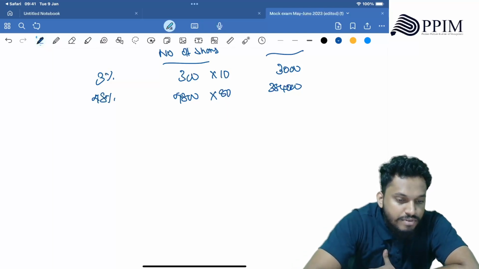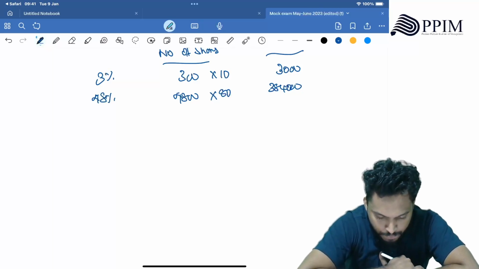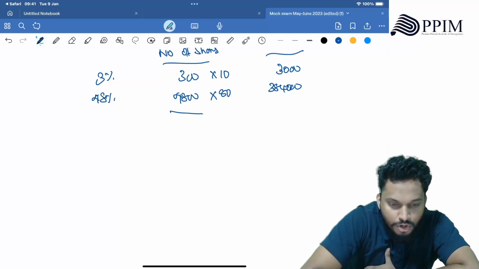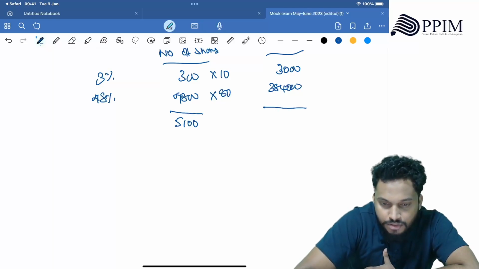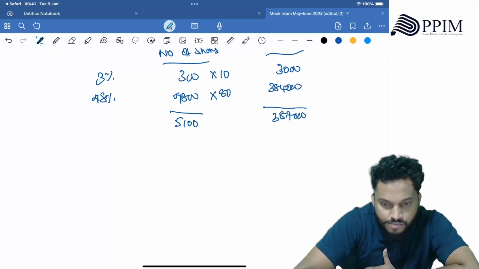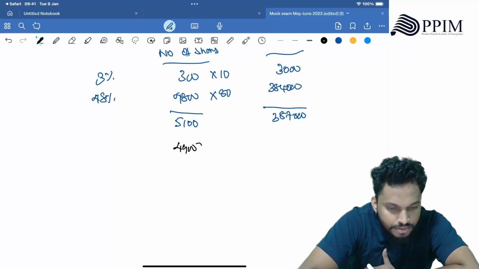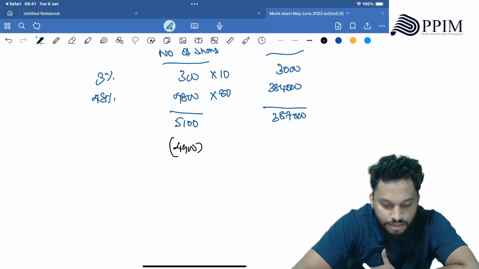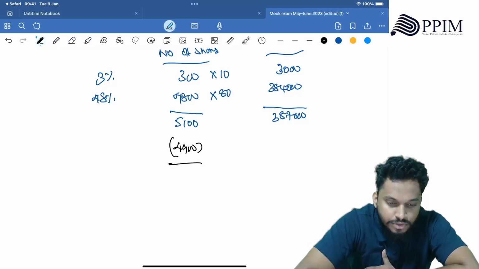So here you got 51%. You got it? So technically, if you total this, this is 5,100 shares. So what is the total of this 5,100? Is going to be 387. So of this, you are selling off how much? 4,900. So this 4,900, what is the value?